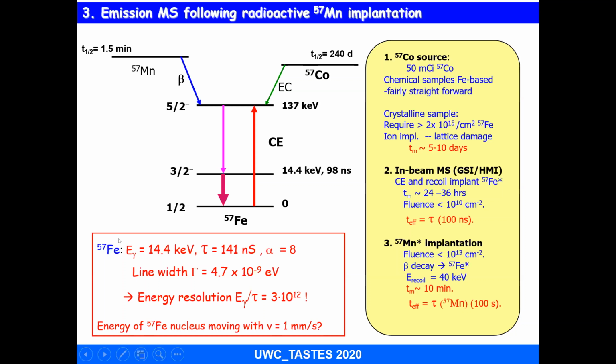And here in this box, some information on the iron-57 nucleus. What is important here is this constant alpha, which is the conversion electron emission probability. So 8 out of every 9 transitions from the 14.4 keV state to the ground state proceeds by conversion electron emission. The line width of the 14.4 keV state is 4.7 times 10 to the minus 9 eV, so the energy resolution is a factor of 3 times 10 to the 12.